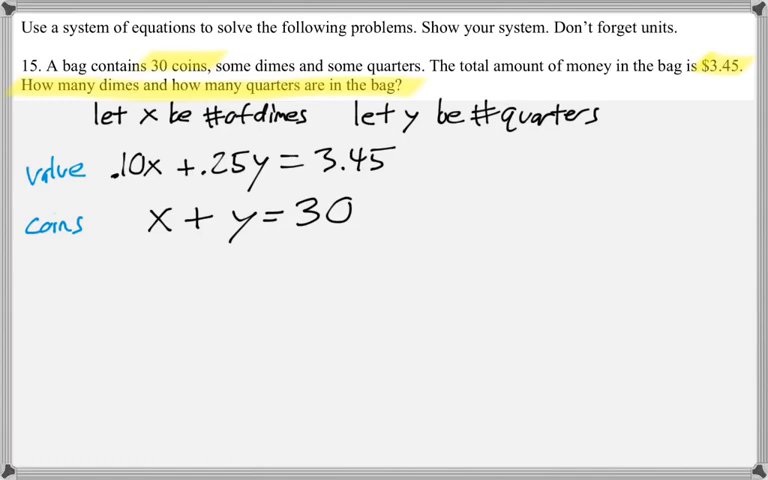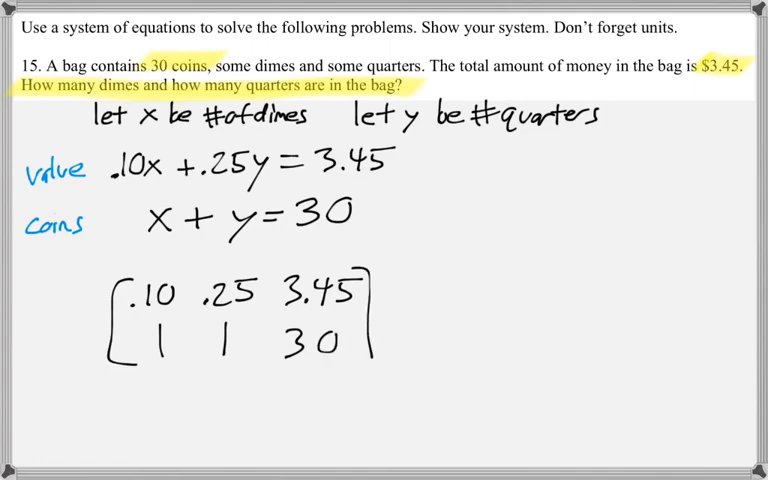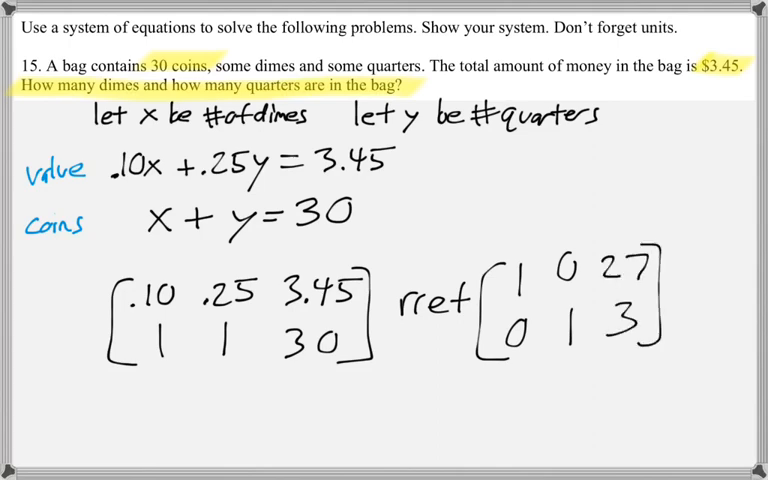So now I can solve this really by any method. I'm going to solve it with the matrix. So then if you do the RREF, this will get you 1, 0, 0, 1, 27, and 3.